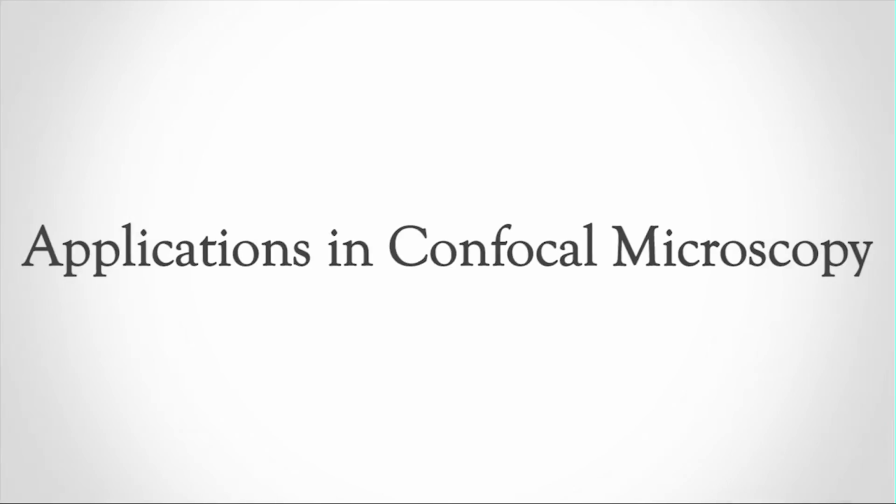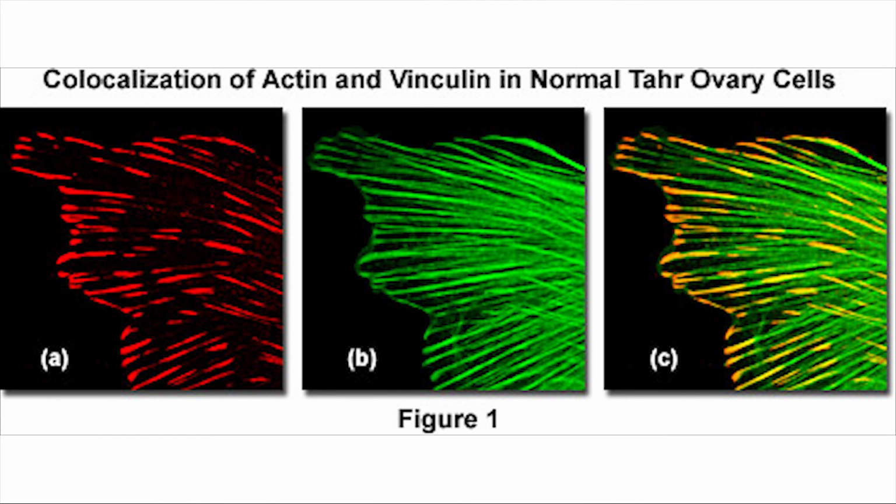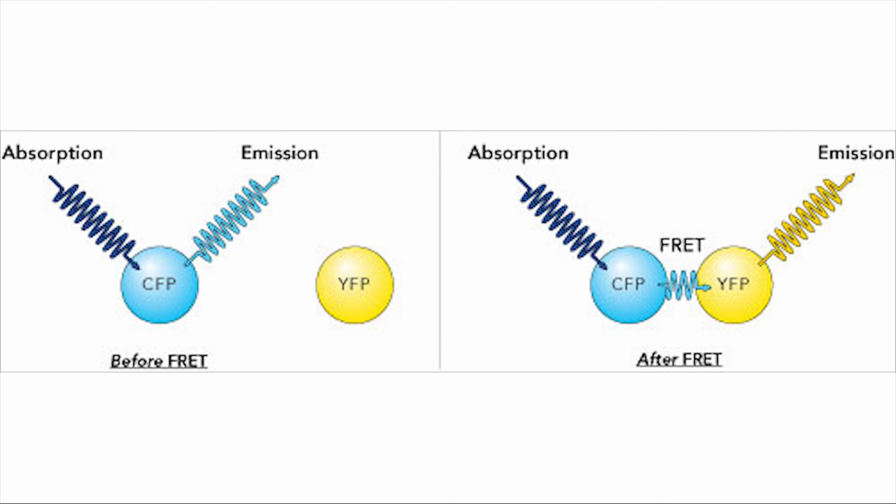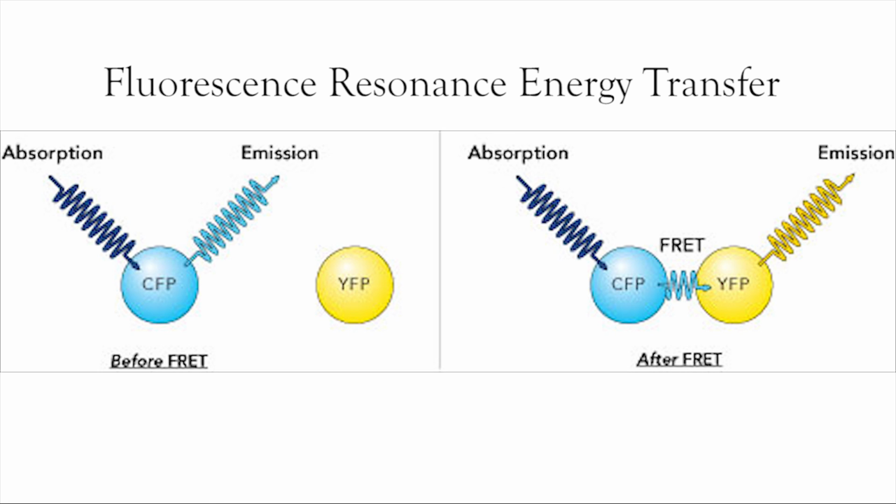One of these applications is co-localization. Co-localization refers to the observation of the spatial overlap between two or more different fluorescent labels, each having a separate emission wavelength, to see if the different targets are located in the same area of the cell or very near to one another. Another application of confocal microscopy is FRET, or fluorescence resonance energy transfer.